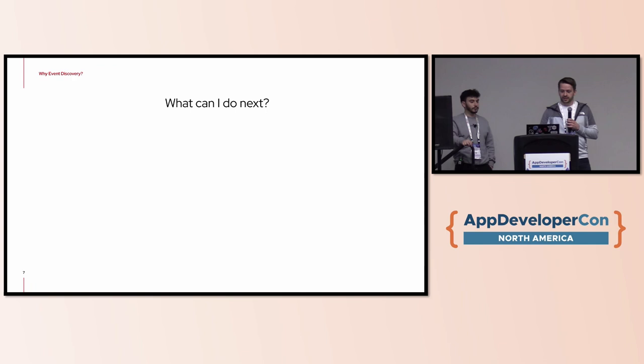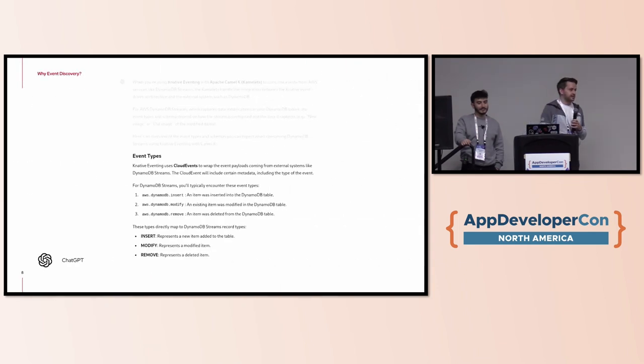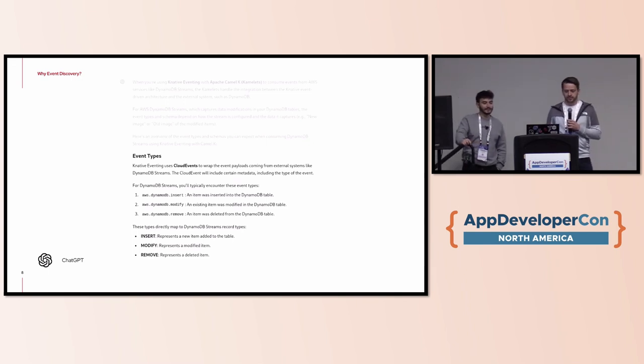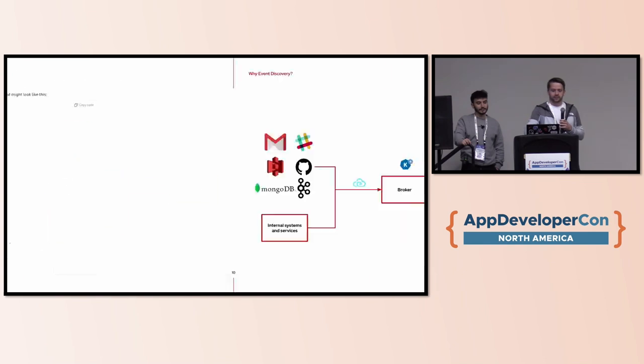So what you can do next is ask ChatGPT, in this case, for example, saying, hey, I'm using Knative Eventing with Apache Camel, the Kamelets, and I need to know the event types and the schemas that I can consume from AWS DynamoDB streams in this example. And indeed, ChatGPT is pretty helpful and provides us the information. It provides us a list of event types, for example, AWS DynamoDB insert, modify, and remove with a short description, and also an example schema. So it's pretty helpful in this case.